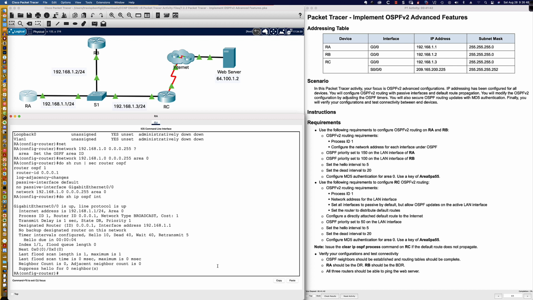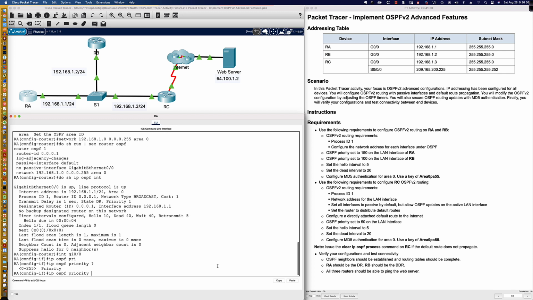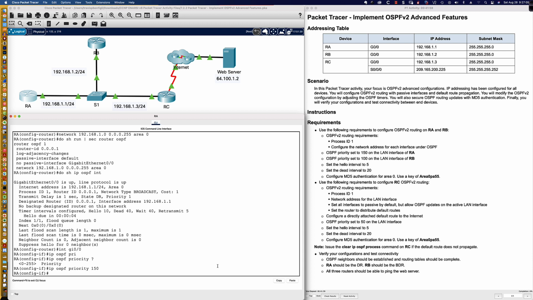So let's go ahead and we'll set the priority anyway. And where are we at here? Interface gigabit Ethernet 0/0. We're going to say IP OSPF priority. And you can see that the value ranges from 0 to 255. Here they're asking for 150. And you'll notice that now we are receiving some points. So we're up to 6 percentage points here.